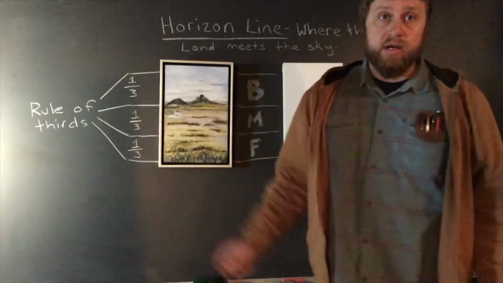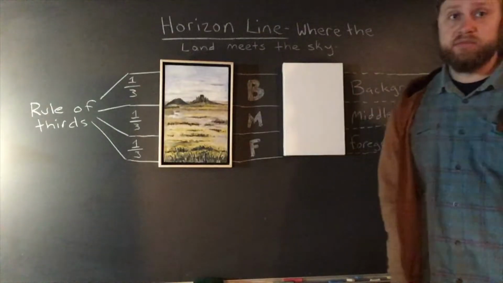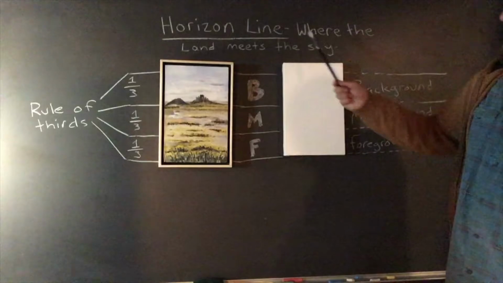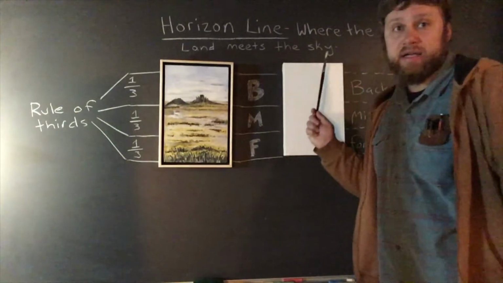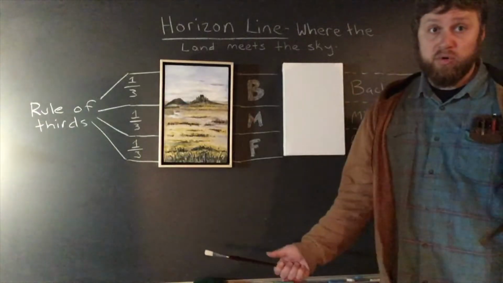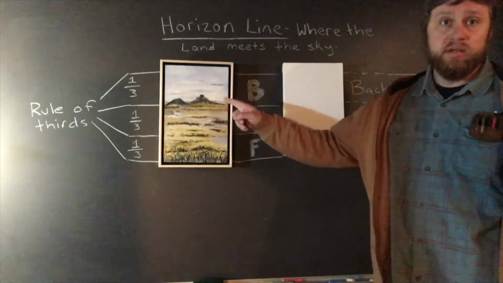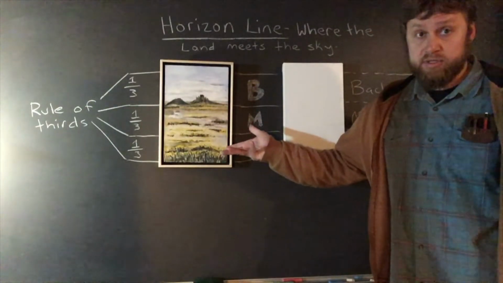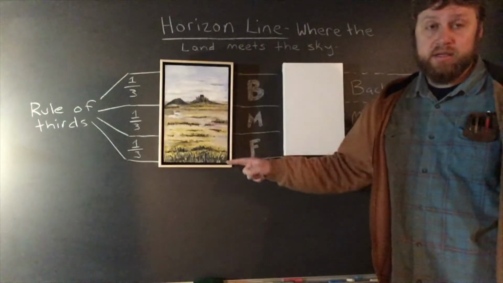I am here to help talk to you about two terms, horizon line and rule of thirds. Now, for the youngers out there, horizon line is what I'd like you to try to focus on. Horizon line is a line in a picture where the land meets the sky. That's the horizon line. And what I'm going to do is show you some paintings that I made, and I wanted to show you the different parts of the horizon line.